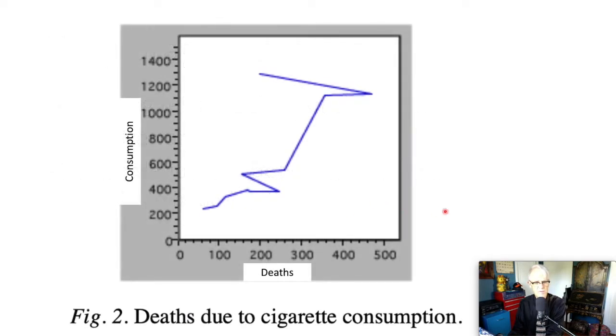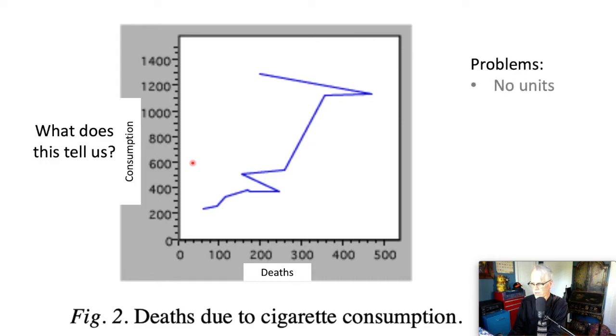I'd like to start off by looking at a bad graph. So this one tells us deaths due to cigarette consumption. We have deaths on the horizontal axis and consumption on the vertical axis. So what does this tell us? Well, it doesn't tell us a whole lot. There are no units on anything here.